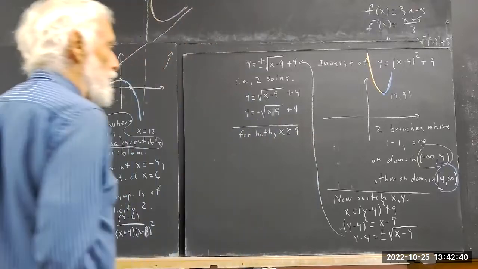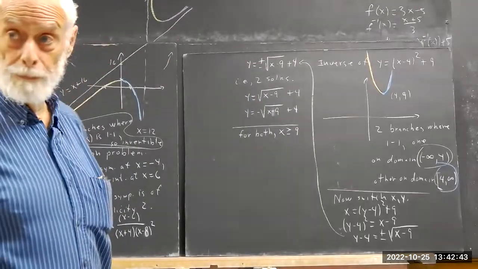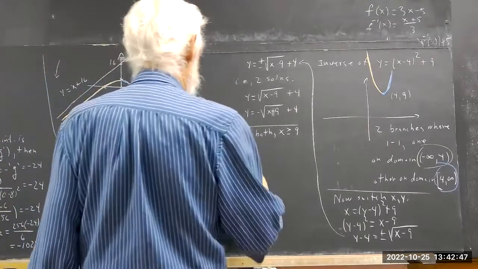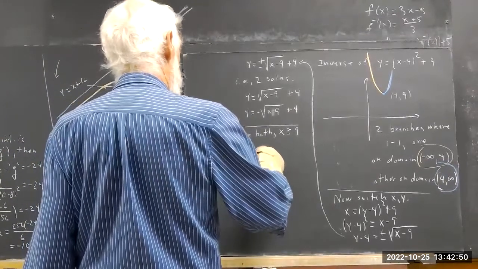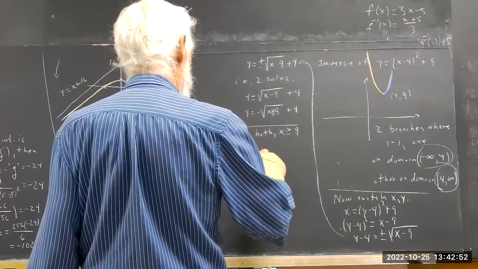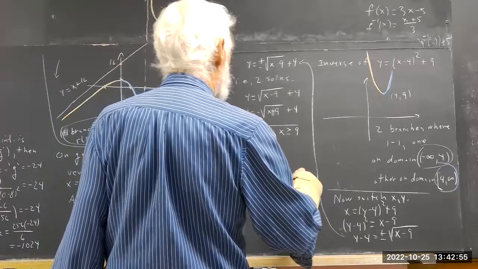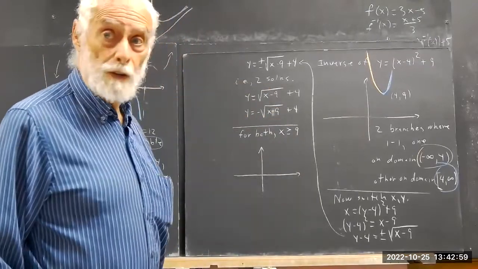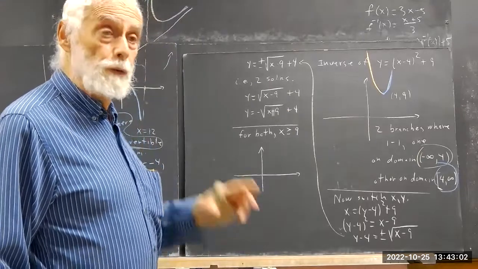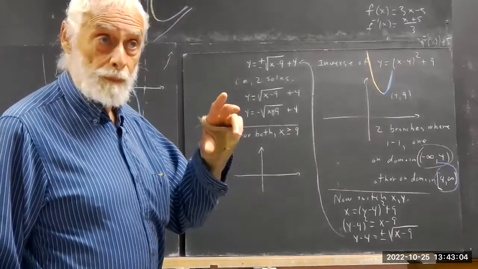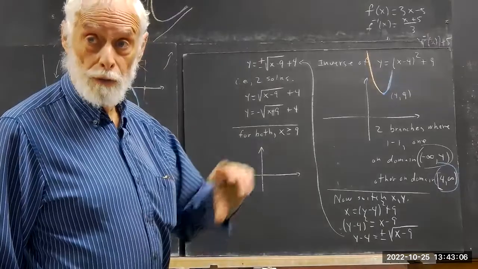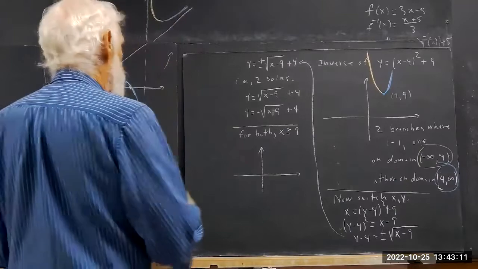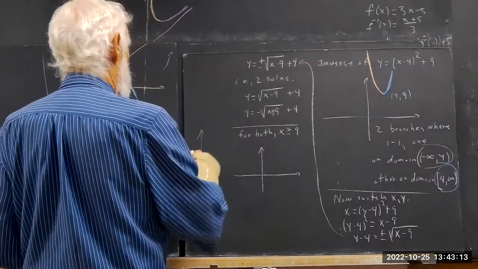Both of these solutions, x has to be greater than or equal to 9. Well, now if I graph this function, what does the square root of x minus 9 look like? Well, you've seen the square root toolkit function, which is the inverse of the squaring function on one branch. Okay, so I'll just sketch that.